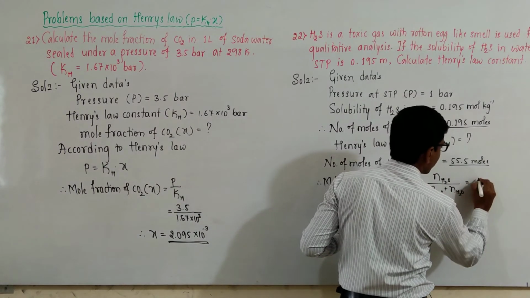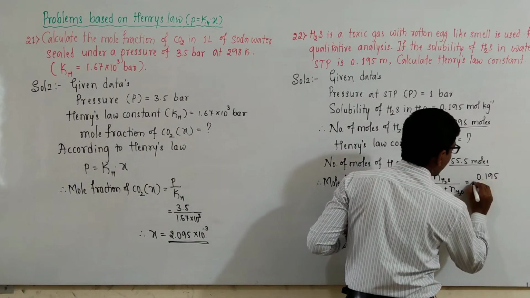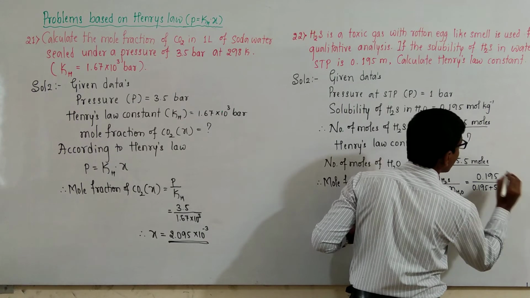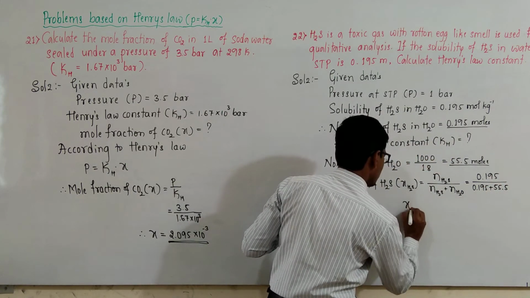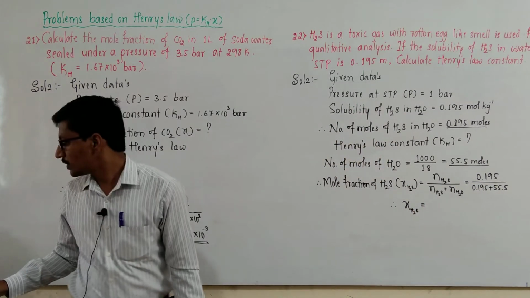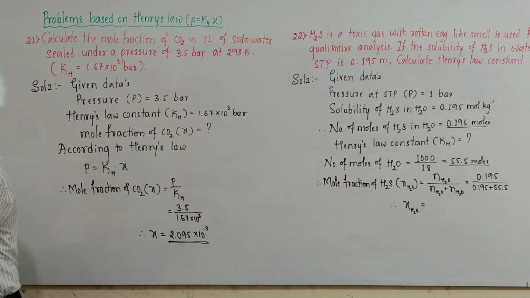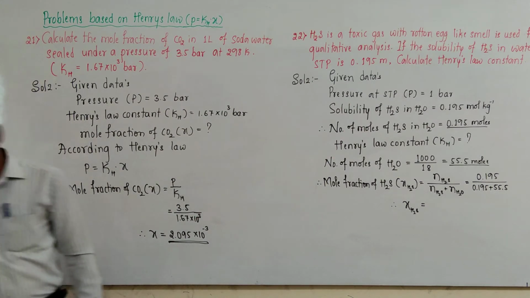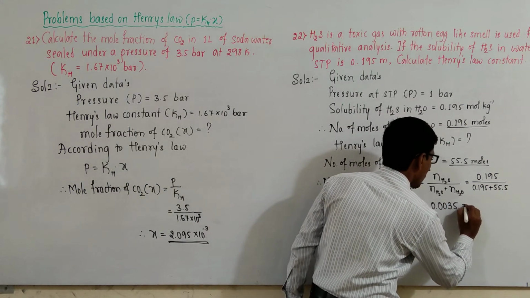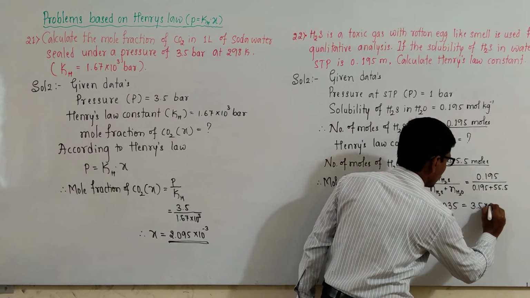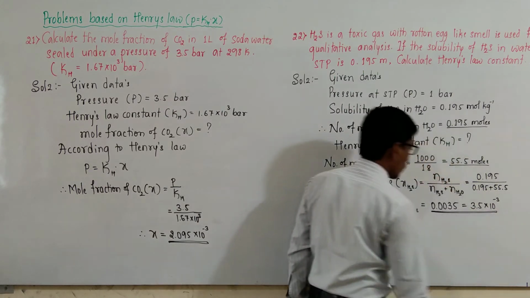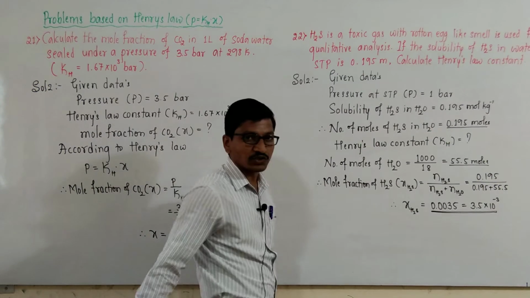This is equal to 0.195 divided by 0.195 plus 55.5, the number of moles. Therefore XH2S is equal to, the number of moles of H2S is 0.0035, or this is equal to 3.5 into 10 raised to minus 3. This is the mole fraction of H2S.